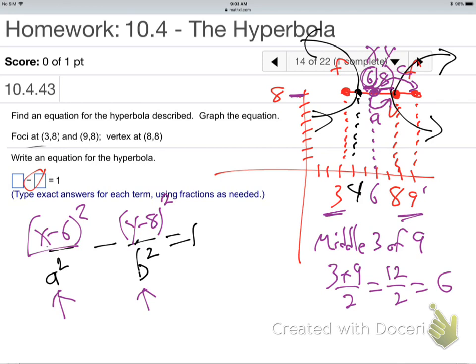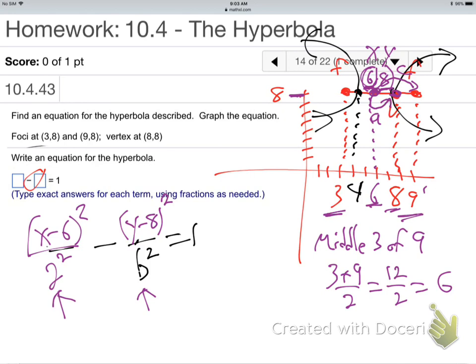So how far is it from here to here? From 6 to 8? Well, that's 2. So we just go, oh, that's just 2 squared. See how if you know physically from the picture, it's an easy question. If you don't know physically from the picture, you're just done. You're just going to guess at the answer. Does everybody see that?